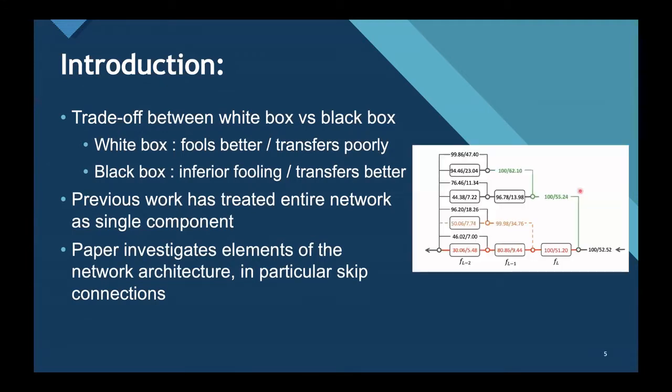So here is one of the experiments they did. We see here the last three residual blocks of the ResNet-18 architecture. These numbers are the success rates for the attacks. This first one is in the white box, and the second one is in the black box, which they tested against the target model VGG19.